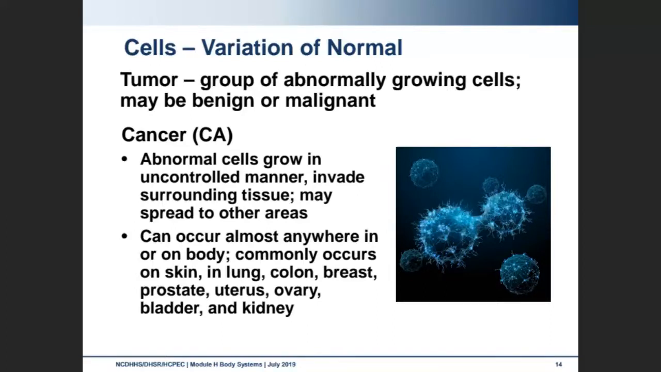Versus malignant tumors, these are cancerous. They invade and destroy nearby tissues. They can spread to other parts of the body. That's when you've heard the word metastasis or metastasize, by breaking off and traveling. They may be life-threatening, and they may grow back when removed. Malignant tumors can occur almost anywhere in the body, but some common ones that we tend to see again and again: skin, lungs, colon, breast, prostate, uterus, ovary, bladder, and kidney.